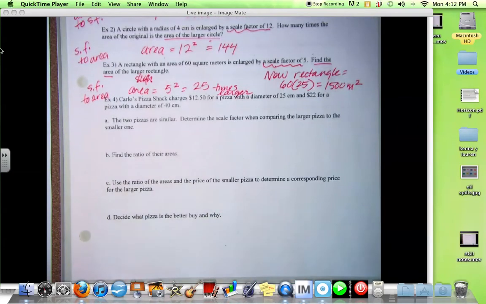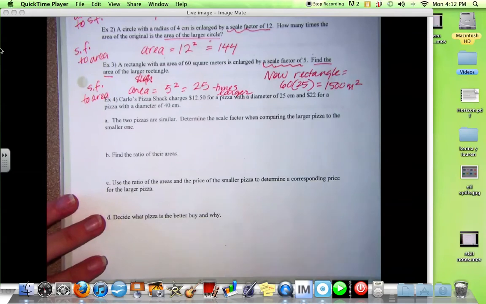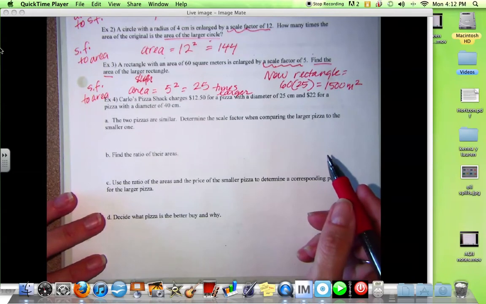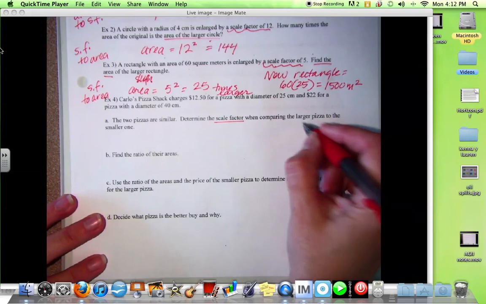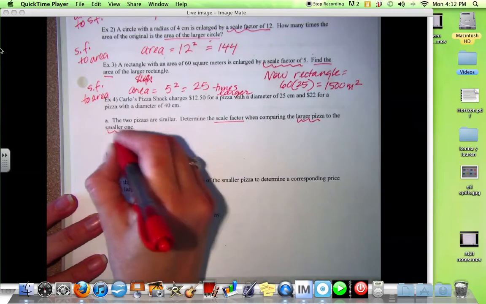Carlos Pizza Shack charges $12.50 for a pizza with a diameter of 25 centimeters and $22 for a pizza with a diameter of 40 centimeters. The two pizzas are similar. Determine the scale factor when comparing the larger pizza to the smaller one. So we're asked to find scale factor. We need to compare larger to smaller.